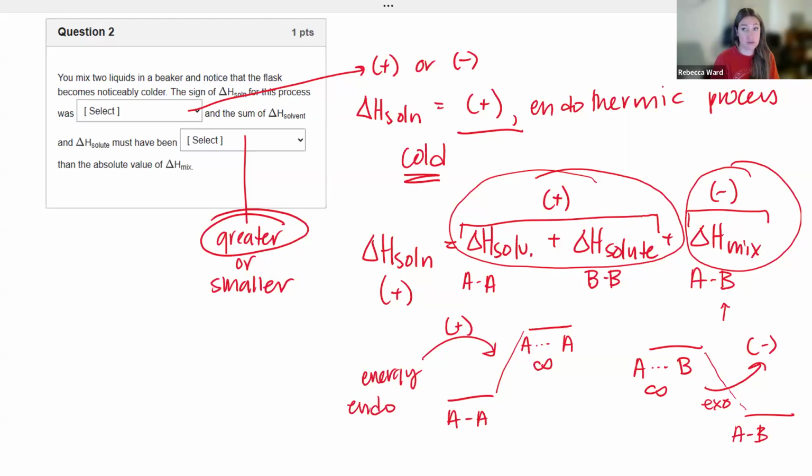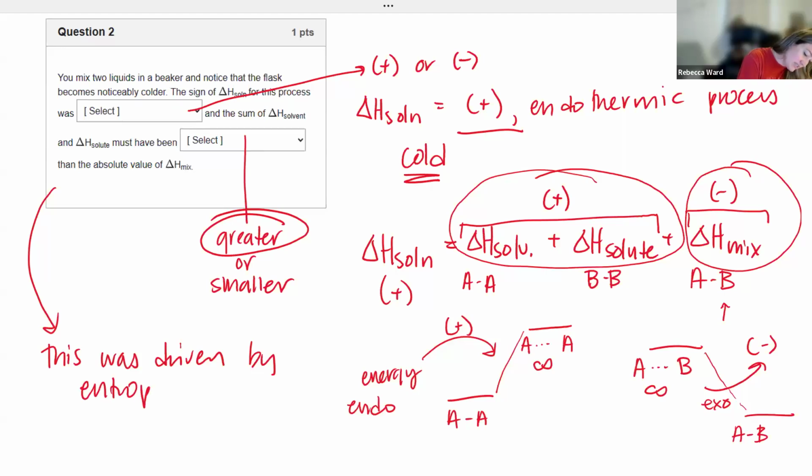This process still happened, right? We noted that the two liquids mixed, even though it was cold, even though it was endothermic, which tells us that this was driven by entropy. Even though we didn't get our energy out that we put into it, we ended up making it less stable from an enthalpy perspective. We still got to mix it up. We still increased the disorder of the universe, which is an entropy consideration, which pushed this forward.